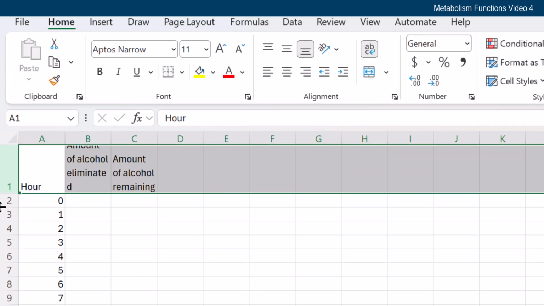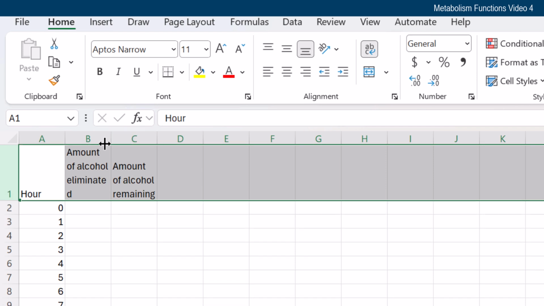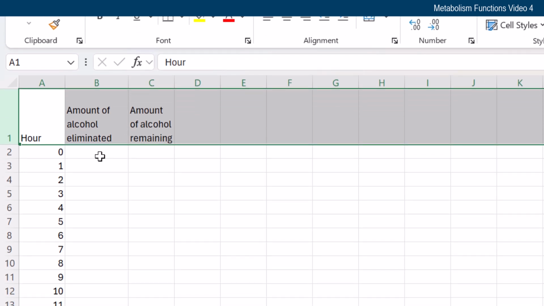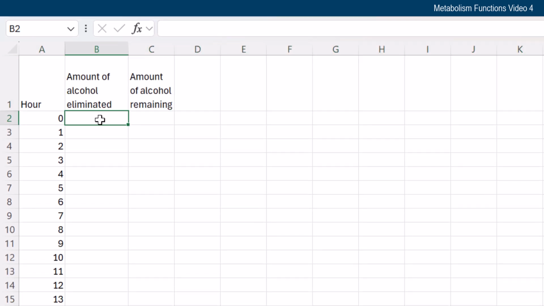Okay, I'm going to format a little bit here. Okay, so at hour 0, we haven't eliminated any alcohol, so I'm going to go ahead and leave that spot blank. And then the amount of alcohol remaining, we are starting with 160 grams. Okay, so the tables that we just completed, we're going to now create that in an Excel spreadsheet where we're always using previous answers, and this is what it's going to look like.